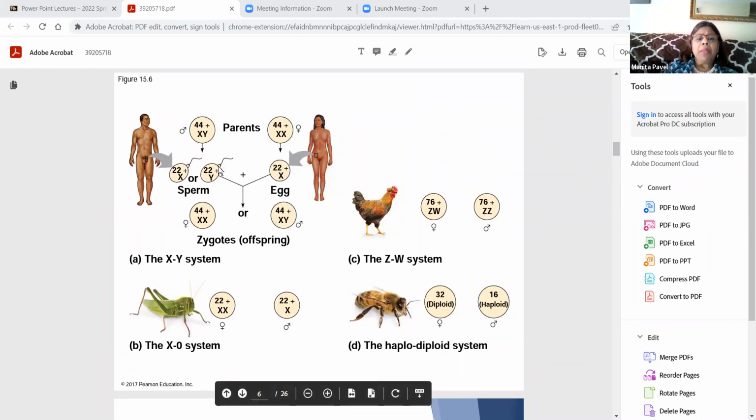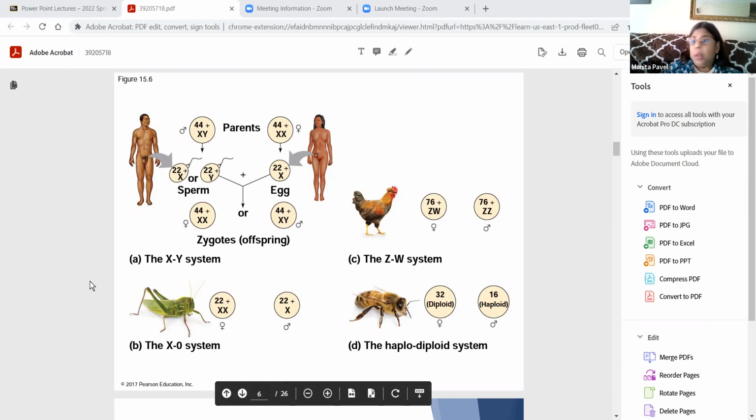inheritance amongst insects, humans, the rooster, the cock, and what was the haplodiploid system. This is a very important slide. You will receive many questions. You could be asked questions on this slide.